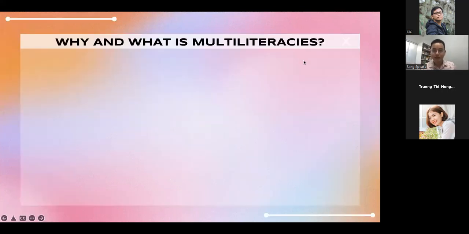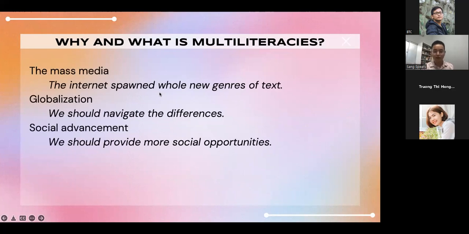Okay. So why and what is multiliteracies? Normal literacy, as we all know, is the ability to read and write. When you are able to read and write, you are literate, right? But the recent world is evolving so fast. With mass media and the internet, we have a whole new genre of texts. We don't usually see only texts on paper. We see text and image. We see text inside a comic strip. We see something like that.